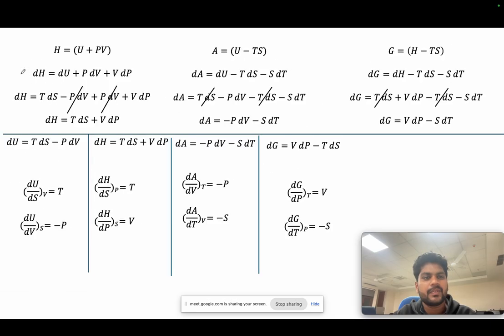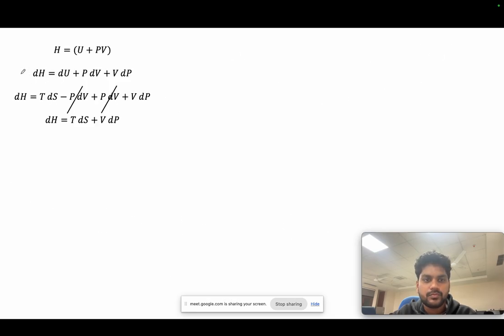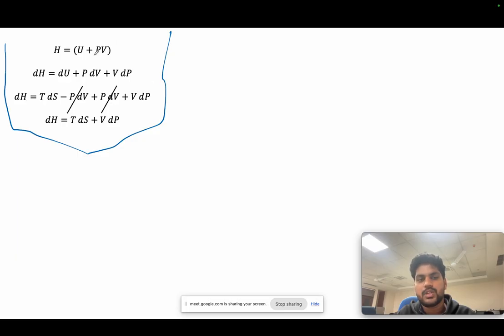Now we will take this initial one, and then we will go to the subsequent ones. We have H equal to U plus PV. If I differentiate it with normal differentiation, it will be dH equal to dU plus PdV plus VdP, as you can consider these two as variables. Now we know from the initial equations that dU equals TdS minus PdV, and the PdV terms cancel out. So we got dH as TdS plus VdP.